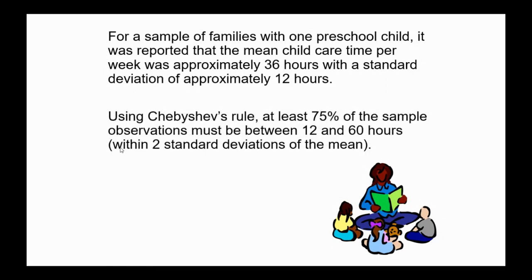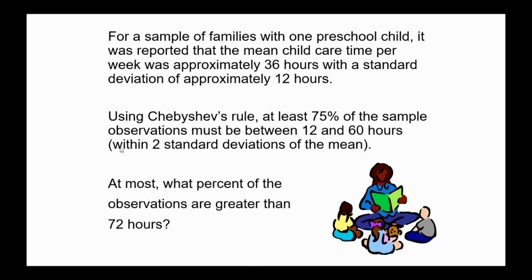Using Chebyshev's rule, at least 75% of the sample observations must be between 12 and 60 hours. So that's 2 standard deviations. At most, what percent of the observations are greater than 72 hours?